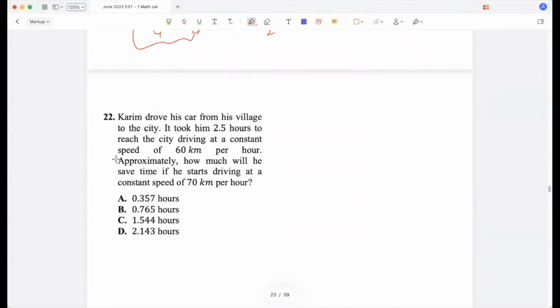Karim drove his car from his village to the city. It took him 2.5 hours to reach the city, driving at a constant speed of this. How much would he save in terms of time if he drove at a constant speed of this? Okay, so distance was time into speed, 2.5 into 60. So that's 150 kilometers.